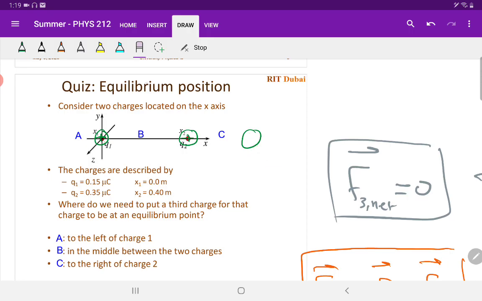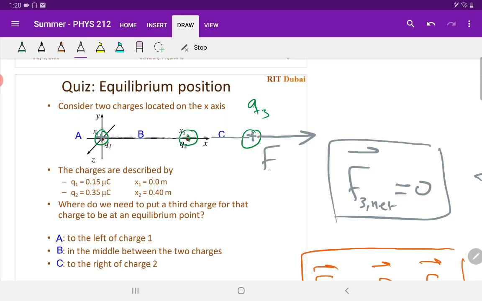So let's assume that I place Q3 here in region C, and this is Q3. Now I'm testing what force Q3 will feel because of Q1. How do we do this? As we said, you draw a line between Q3 and Q1, and the force will be parallel to that line. What is the type of interaction? It will be a repulsive force, because Q1 is positive and I assume Q3 is positive, so the force will be in this direction.